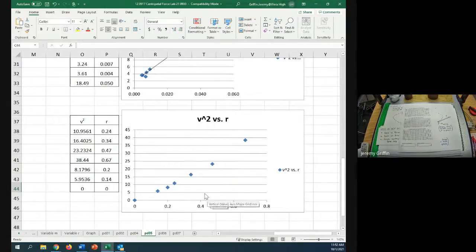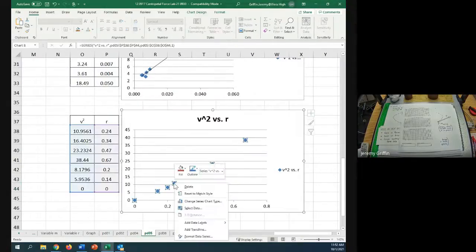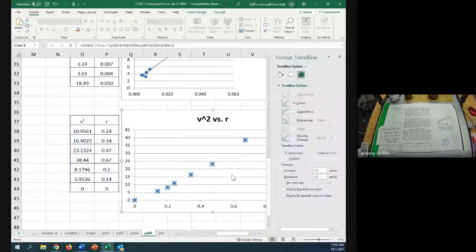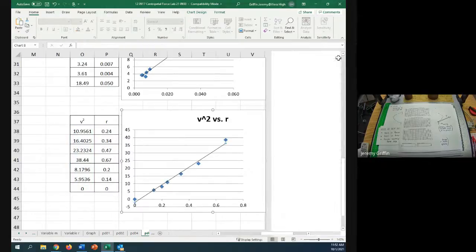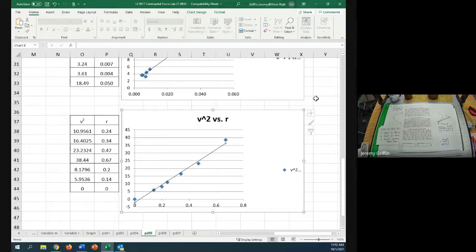Oh, look at that. All those points line up in a straight line. Oh, yeah. What a good Friday. That trend line. Look at that. Straight as an arrow. V squared versus r.